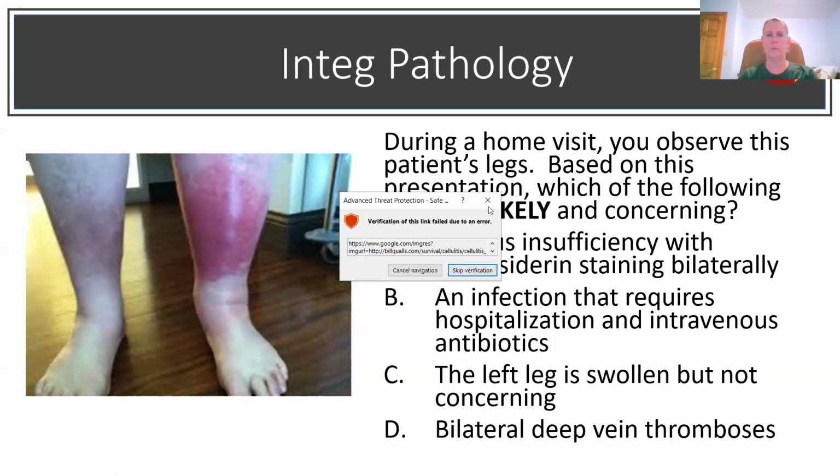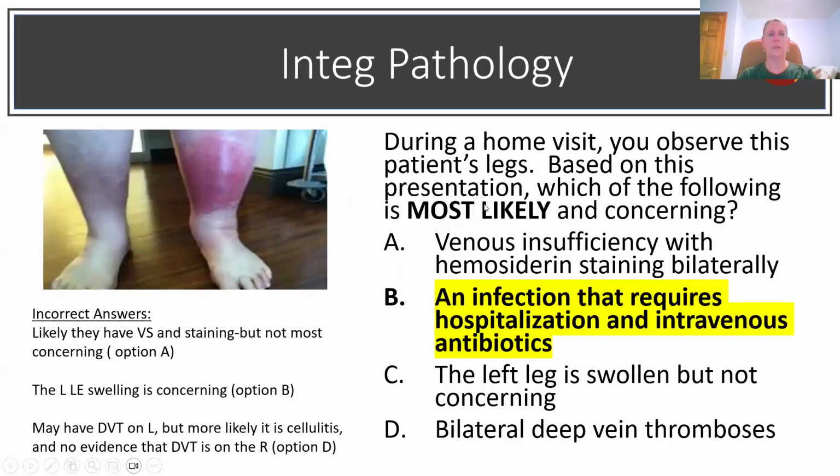Oops. I got some kind of something going on.